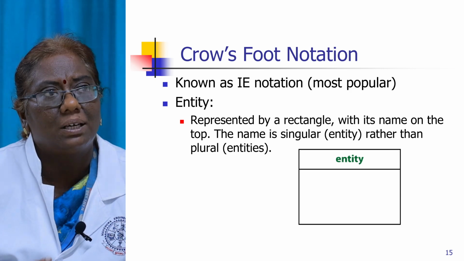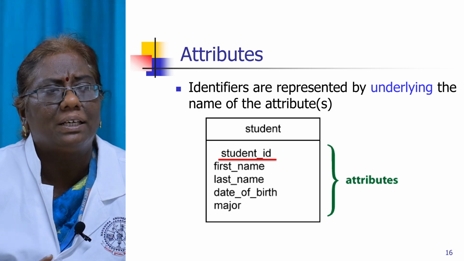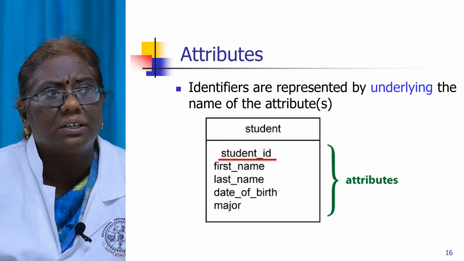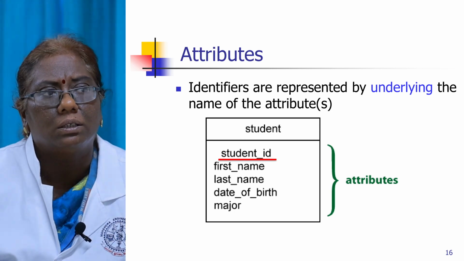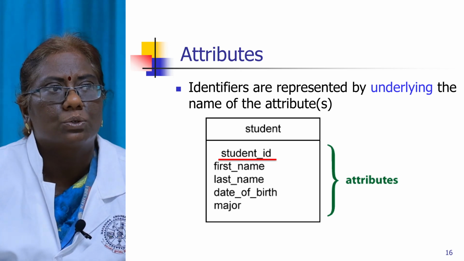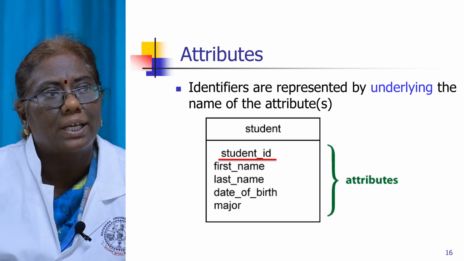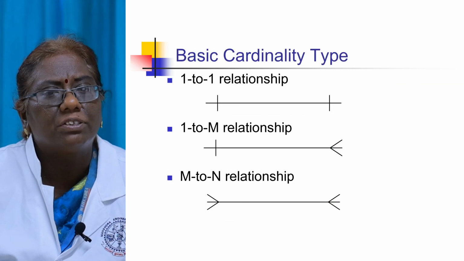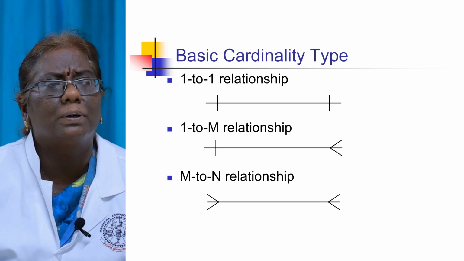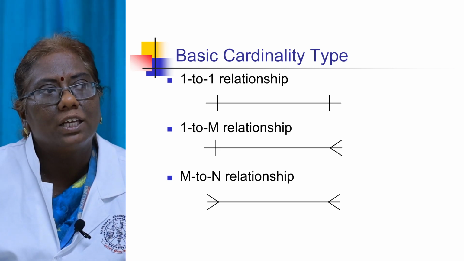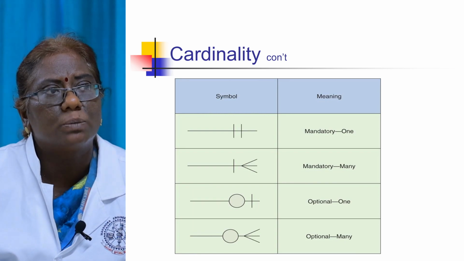This is a simple representation of an entity and attributes. In this entity diagram, student is an entity, and student ID, first name, last name, date of birth and major department all come under attributes. The underlined attribute is the primary key of the student entity, that is student ID. And basically we have three types of cardinality: the one-to-one relationship, which is represented in the diagram given in the presentation, the one-to-many relationship and the many-to-many relationship. And this is a symbol which represents the relationship between the entities.